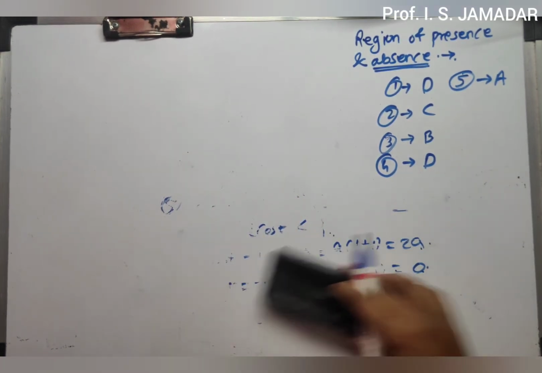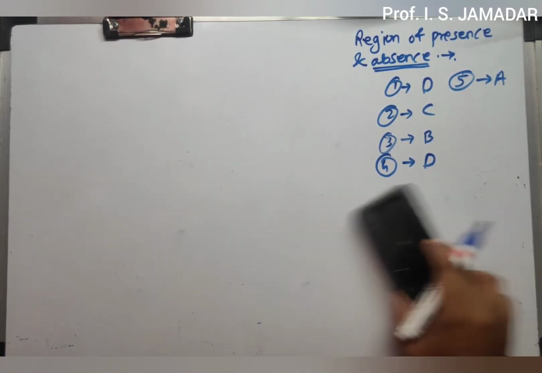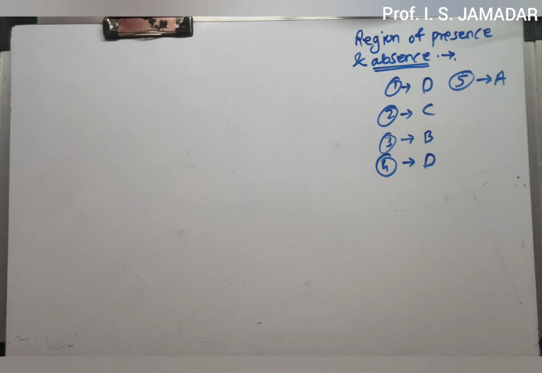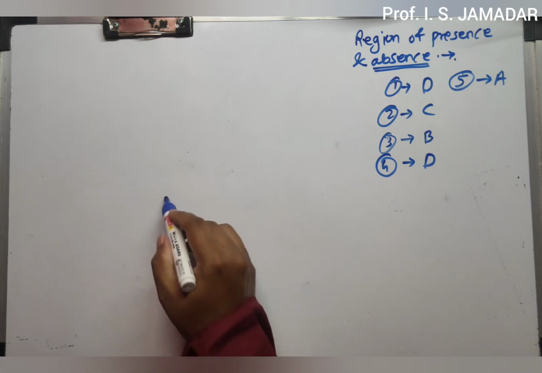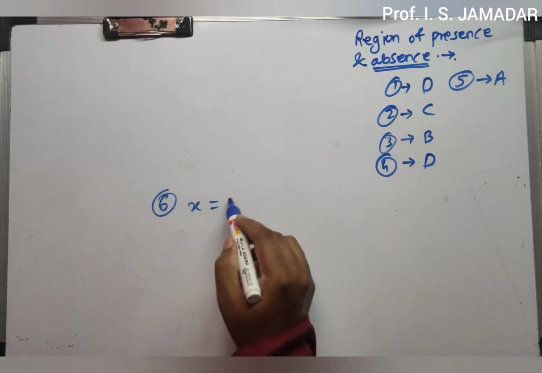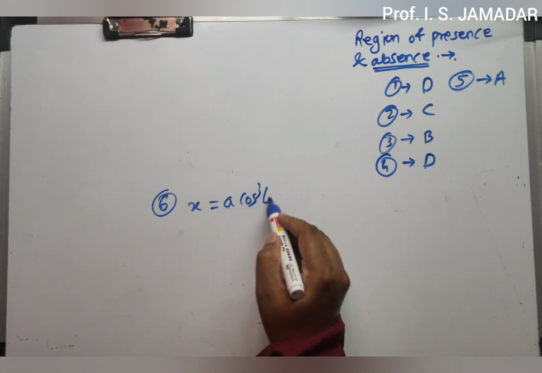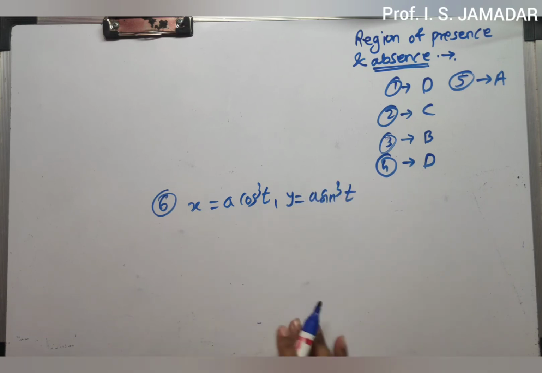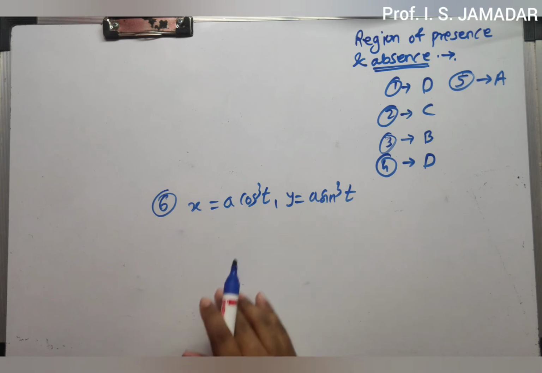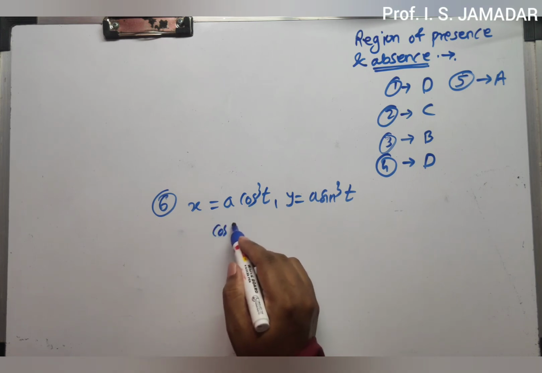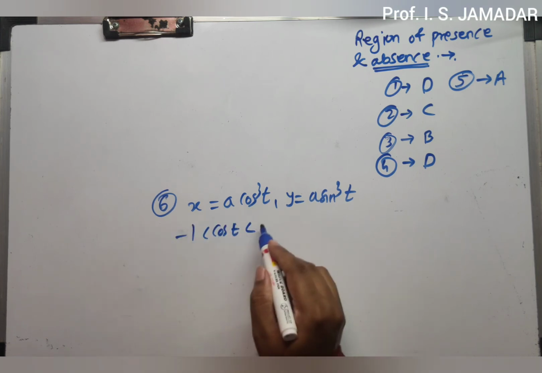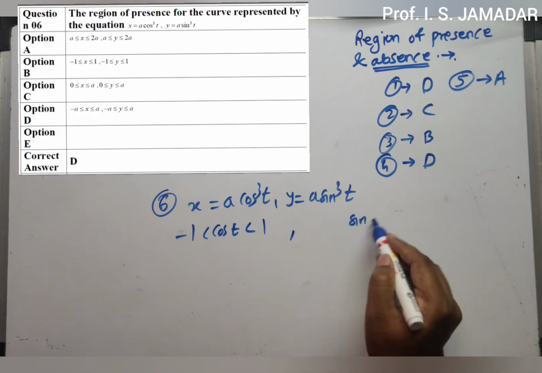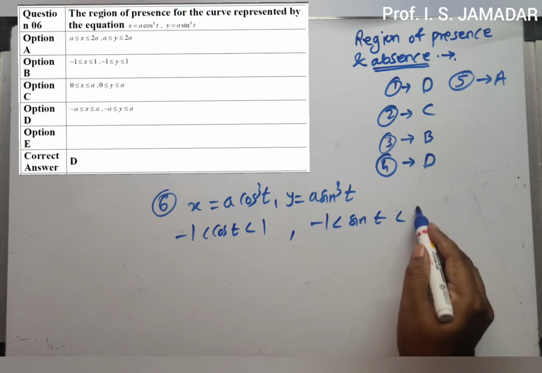Okay, let us consider question number 6. The region of presence for the curve, again a parametric curve, x is equal to a cos cube t, y is equal to a sin cube of t. Here we have both trigonometric functions, and cos and sin we know both lie between minus 1 to plus 1.